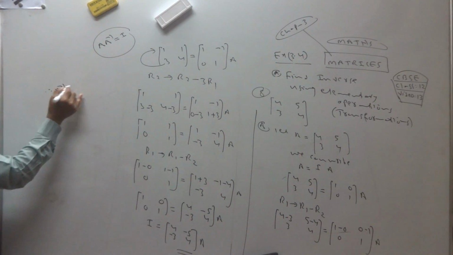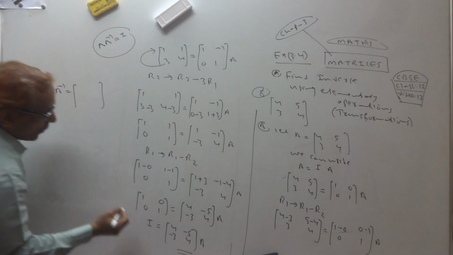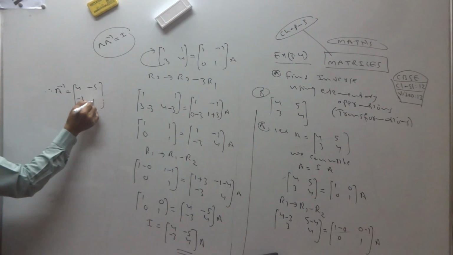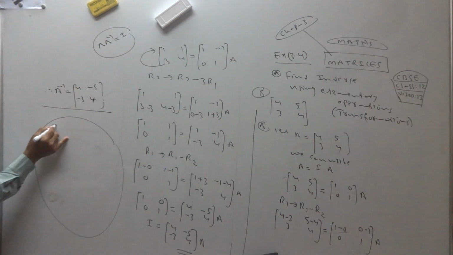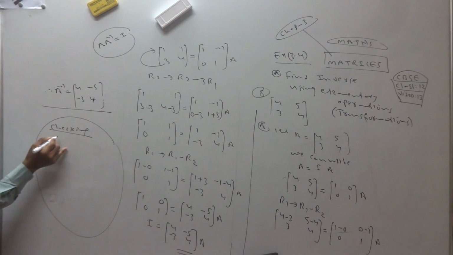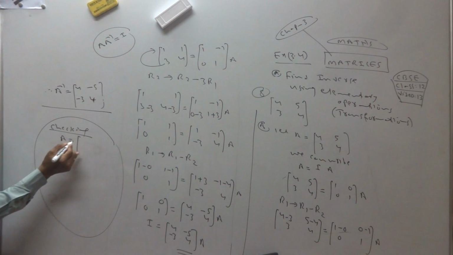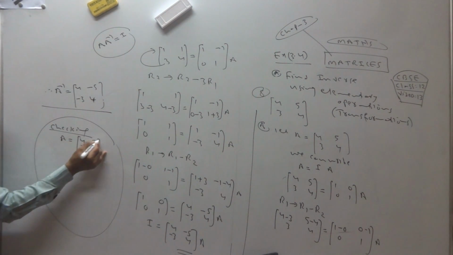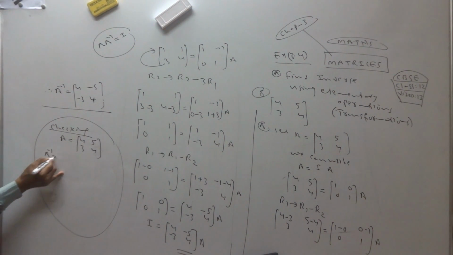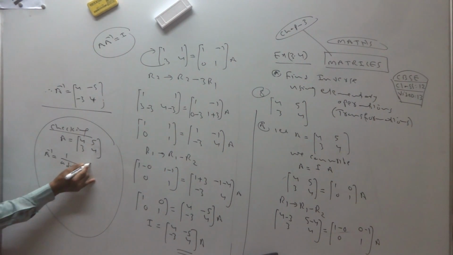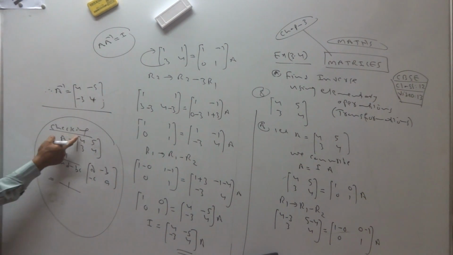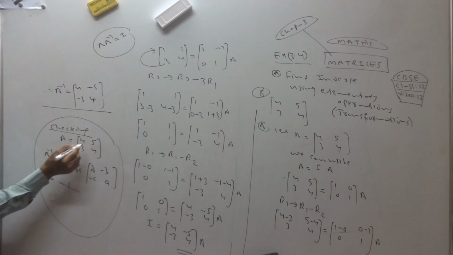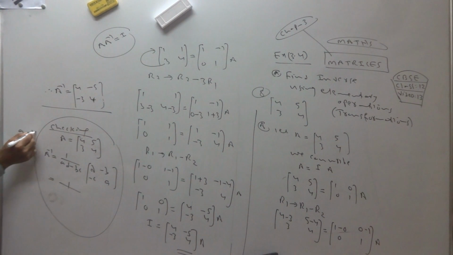Therefore, what is A inverse? This [4 minus 5; minus 3 4]. Yes, we got the answer. Now we check the answer. Checking. We can check the answer. A is [4 5; 3 4]. So what is A inverse? 1 by AD minus BC times [D minus B; minus C A]. What is A? 4. This is A, B, C, D.